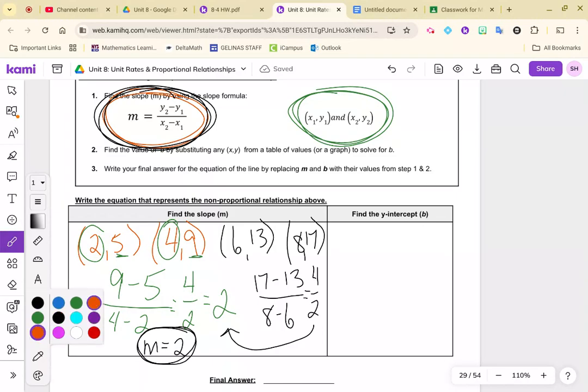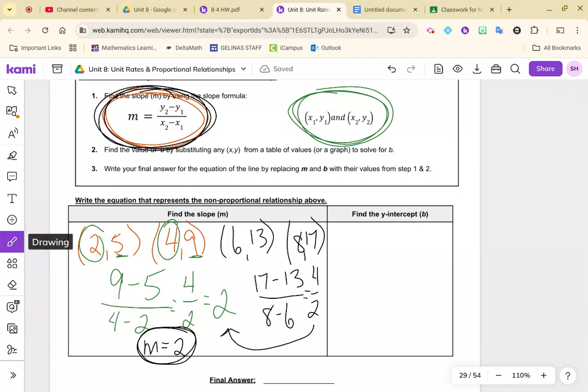Now what I'm allowed to do with this next part is find the b value, or the y-intercept. To do that, I take the equation for a line known as y equals mx plus b, and I plug in the information I know. I know a whole bunch of x's and y's that work. I'm just going to pick any of the things from the table.